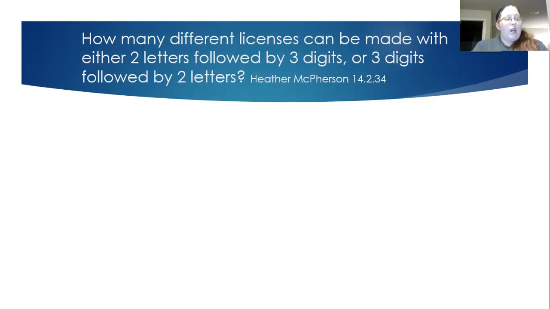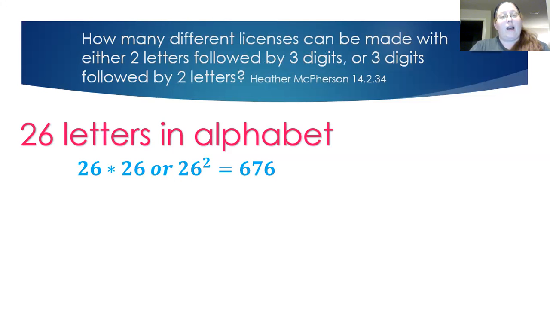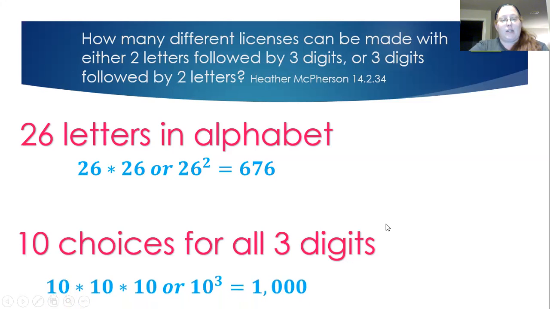The first example we're going to do, repetition is actually allowed. So what we need to know first, we have 2 letters, right? How many letters are in the alphabet? There are 26 letters in the alphabet, so we know that there are 26 options for both letters since repetition is allowed. So you have 26 times 26, or 26 squared, which equals 676 2-letter combinations. And then we want the digits. There's 3 of them, right? Again, repetition is allowed, so you have 10 options for the 3 digits. So you'll have 10 times 10 times 10, or 10 cubed, which equals 1,000.